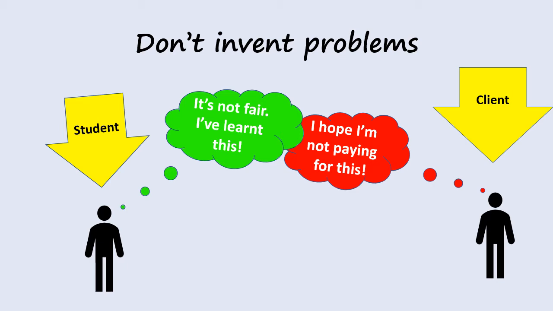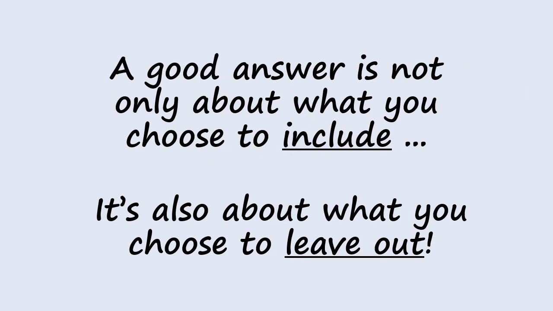So one way in which you can avoid including irrelevant material is to imagine that you're advising the client who's sitting in front of you. They don't want to hear about hypothetical situations, what they could have done, what they should have done. What you need to do is advise them on what has happened. A client who's paying for your advice doesn't want to pay for advice that doesn't relate to their particular situation. So the best advice that I can give you is this. A good answer is not only about what you choose to include, it's also about what you choose to leave out.